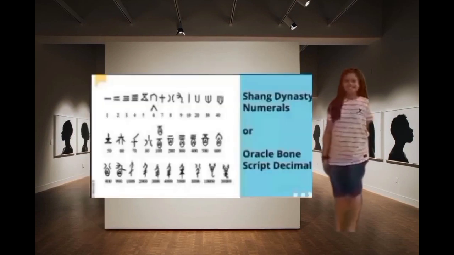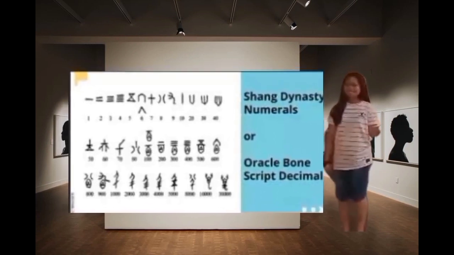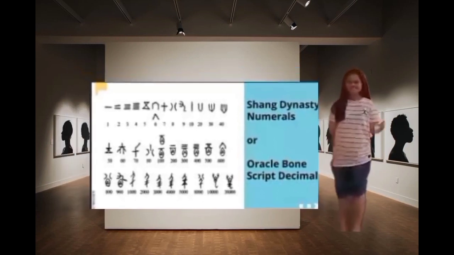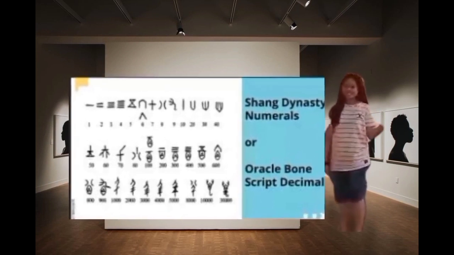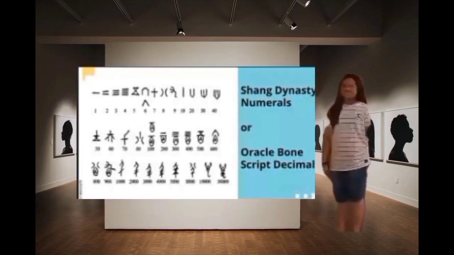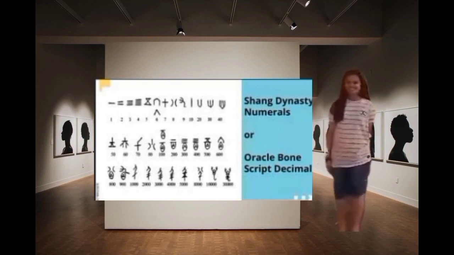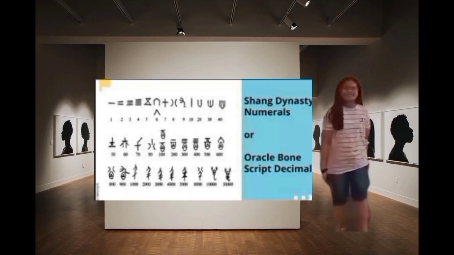First, the Shang Dynasty numerals are oracle bone script decimal. For example, we have 2826, so that 2826 was represented by the symbol for 2000 followed by 800, 20 and 6. Here is the way 2826 would appear.